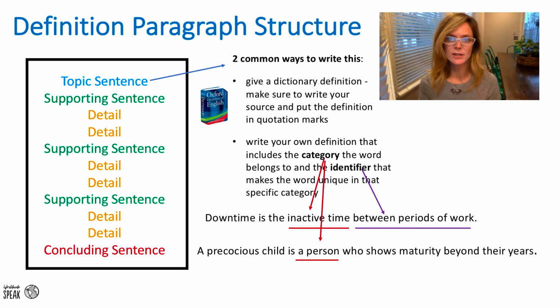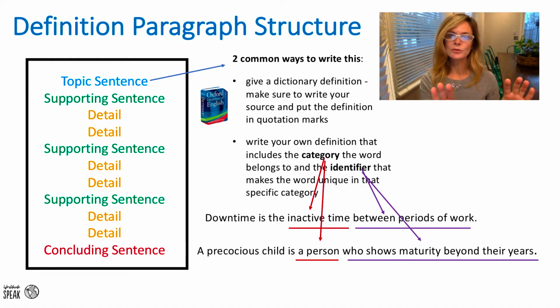Why is it different than something else? Well, it's a person who shows maturity beyond their years. That's the identifier. So for the topic sentence, you can use a definition from the dictionary. Just make sure that you cite the dictionary and you use quotations, or you can write your own and include the category it's in and the identifier.